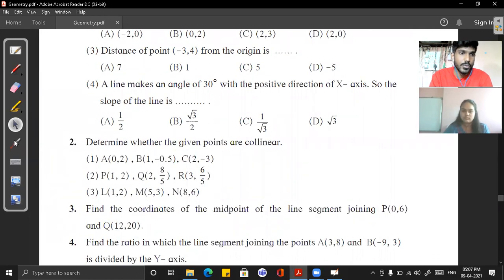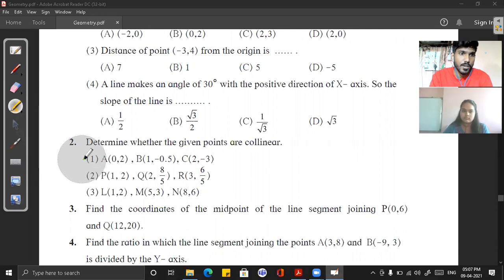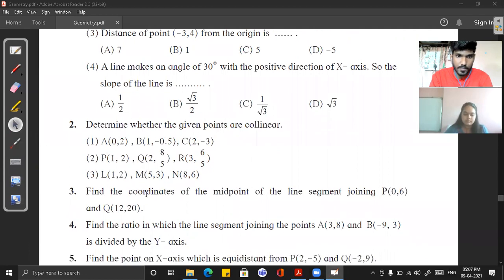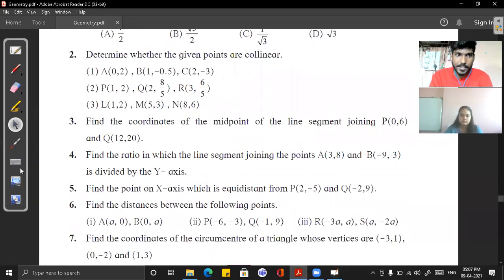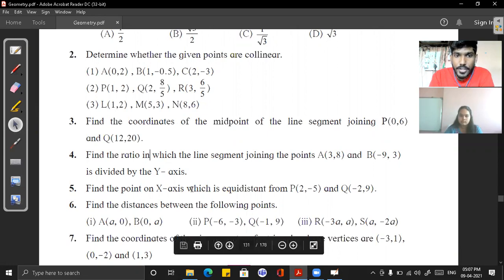Okay. Question number 2. Determine whether the given points are collinear. Then fourth, find a ratio. No, don't do fourth. Fourth is a little different. Fifth one, find a point on X which is equidistant. Do the fifth one.